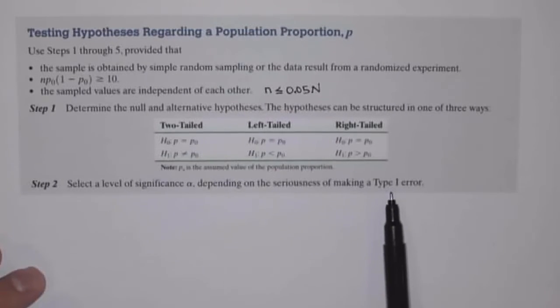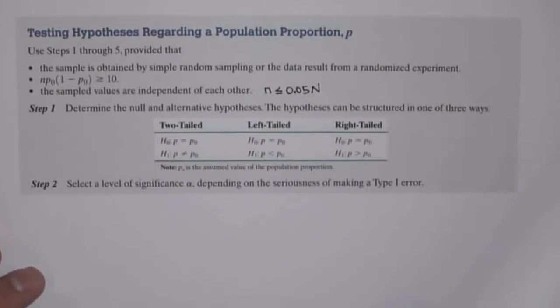Usually, we'll use 0.05 or 0.01. Occasionally, we'll use 0.1 or 0.10. Theoretically, we could use any value we want.